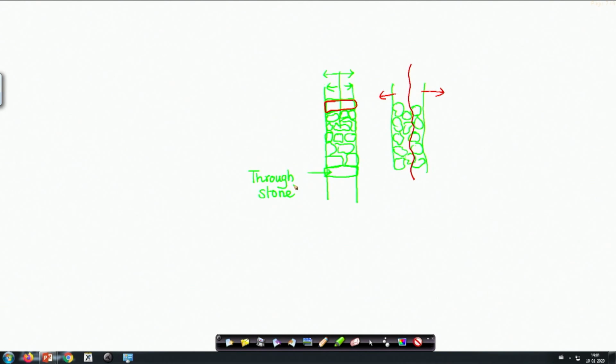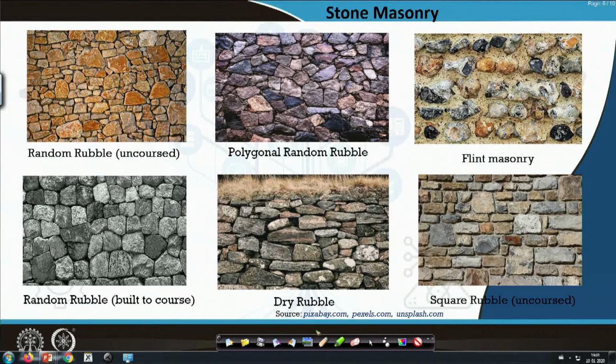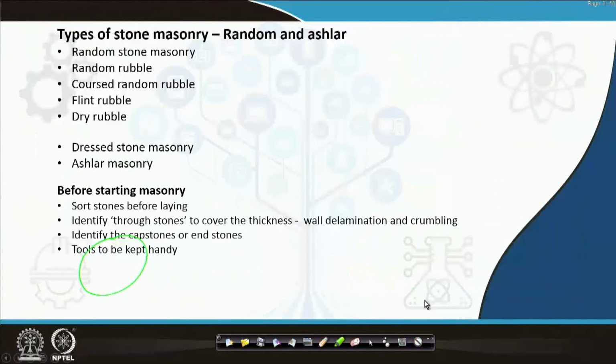So, similar in principle to brick, you do not need to have any continuous vertical line. What you had seen in this, there is no continuous vertical line. You are also not to have any vertical continuous line in the transverse direction. That is also followed in case of brick. The same is followed in case of stone wall when you put a through stone at regular intervals. So, the major types of stone masonry are the random masonry and the ashlar masonry.